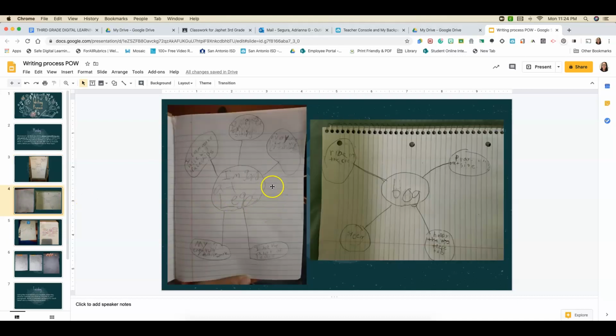Here we have, and none of these have names, so don't worry about your name being shown or being embarrassed. Nobody knows it's yours. The only people that know are you and I, and I'm not telling.